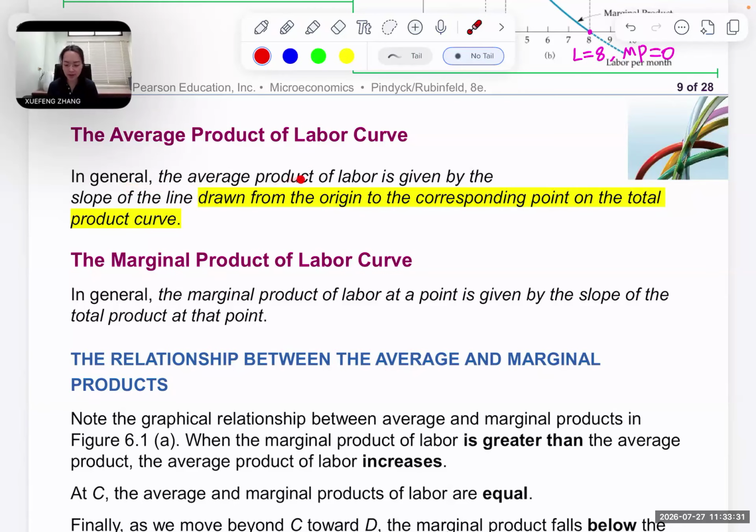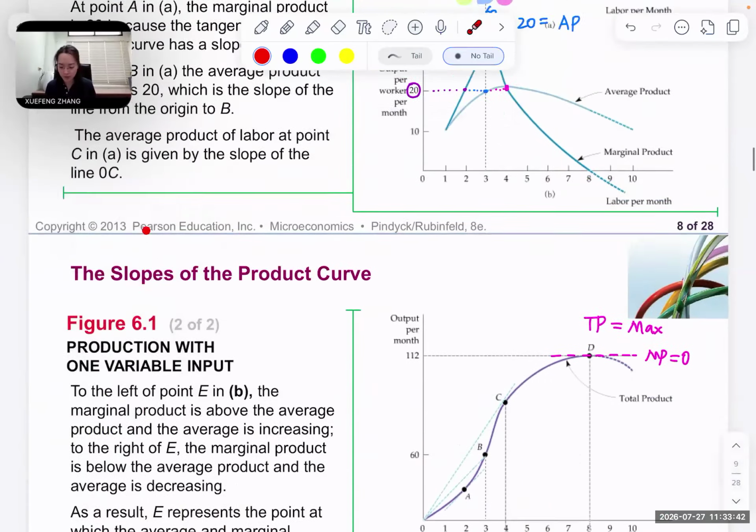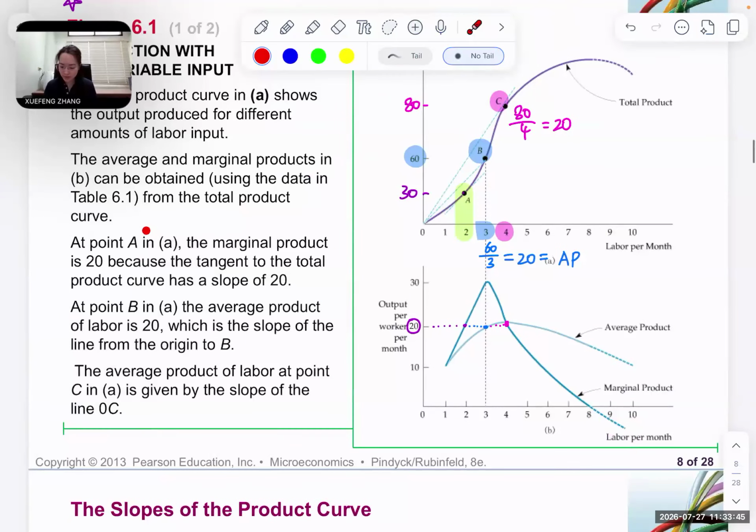In general, the average product of labor is given by the slope of the line drawn from the origin to the corresponding point on the total product curve, which is here, right? From the origin to the corresponding point, like C, you connect OC. So this is the average product. You use 80 over 4 equals 20. Basically, this is Q over L, right? This is AP.